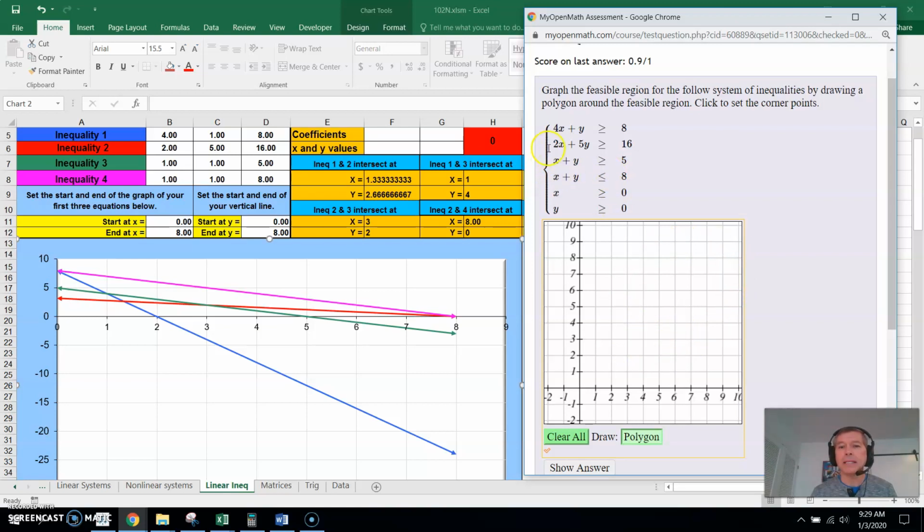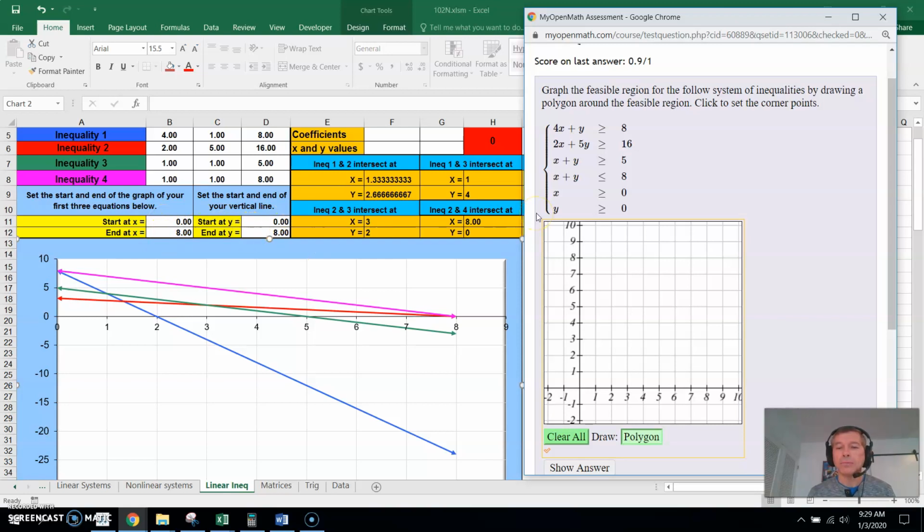Now, to look at these, I'm going to use the Excel sheet, the linear inequality Excel sheet, to graph these. So I went to that sheet, and I'm putting in my coefficients of 4, 1, 8, going across here, then 2, 5, 16, then 1, 1, 5, then 1, 1, 8. So you might want to pause to get these in. Now, after you do this, none of the graph will show up until you set the start and end of your x's and y's.